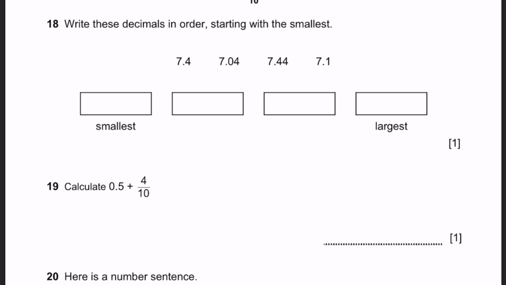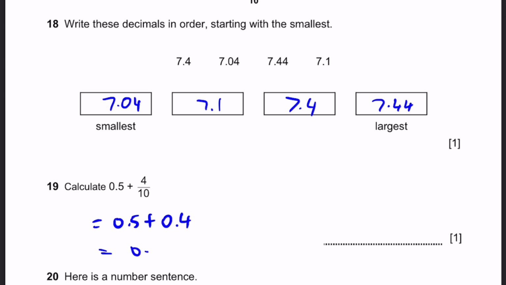Question 18. Write these decimals in order, starting with the smallest. So the smallest will be 7.04, then 7.1, then 7.4, and then 7.44. That's the answer. Question 19. Calculate 0.5 plus 4 by 10. That'll be 0.5 plus 0.4. That'll be 0.9. That's the answer.